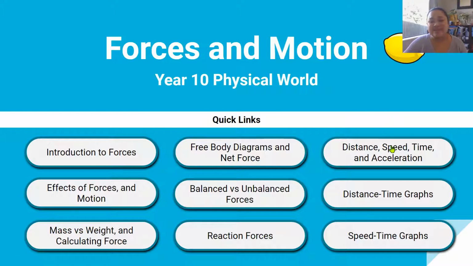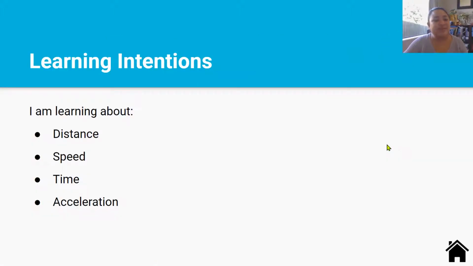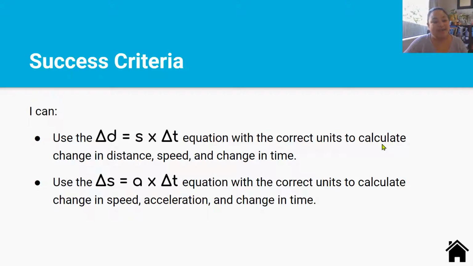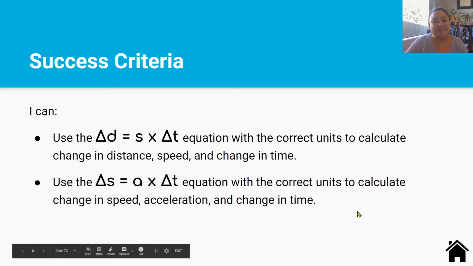This is video 7. In this video, you'll be learning about distance, speed, time, and acceleration with respect to an object's motion. And by the end of this lesson, you should be able to use the change in distance equals speed times change in time equation with the correct units to calculate the change in distance, speed, and change in time. And you should be able to use the change in speed equals acceleration times change in time equation with the correct units to calculate the change in speed, acceleration, and change in time.